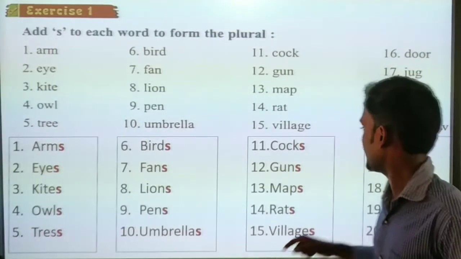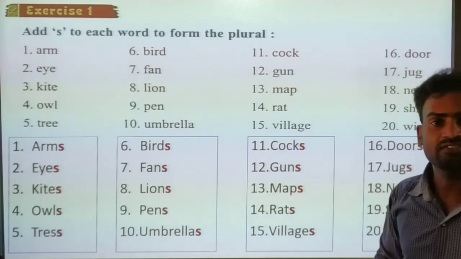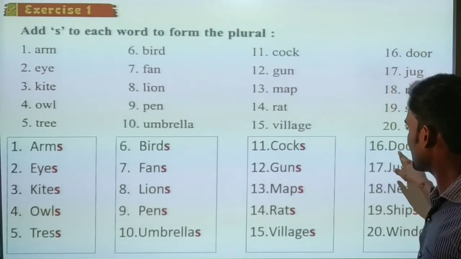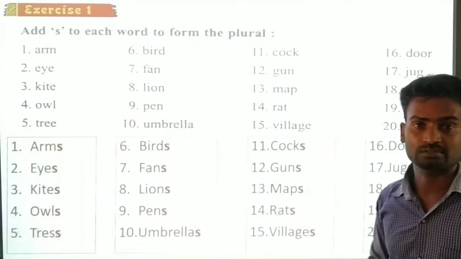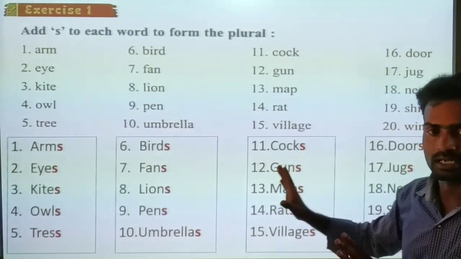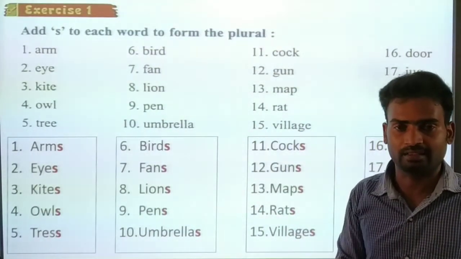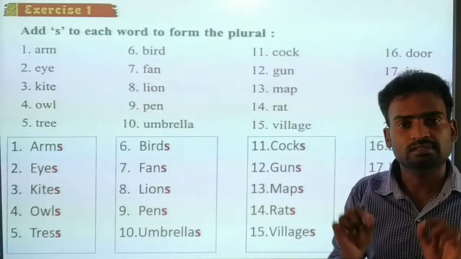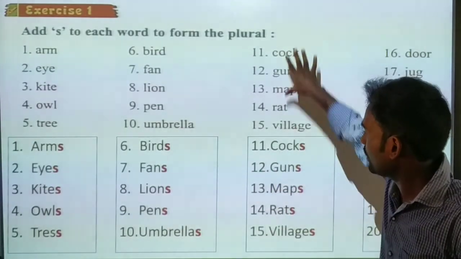In the last, the same way: door, jar, nest, ship, window. Everything is there in singular form. And after adding s, it becomes the plural: doors, jars, nests, ships and windows. It becomes plural form. Right, dear children? Remember, in this form, we don't remove anything. In these given words, we don't remove anything. Simply, we have added s with all these words.